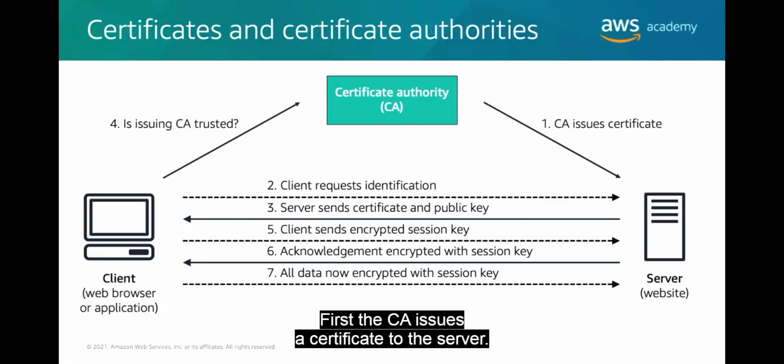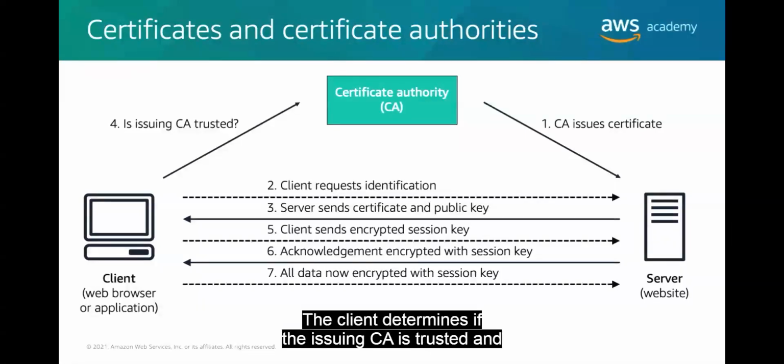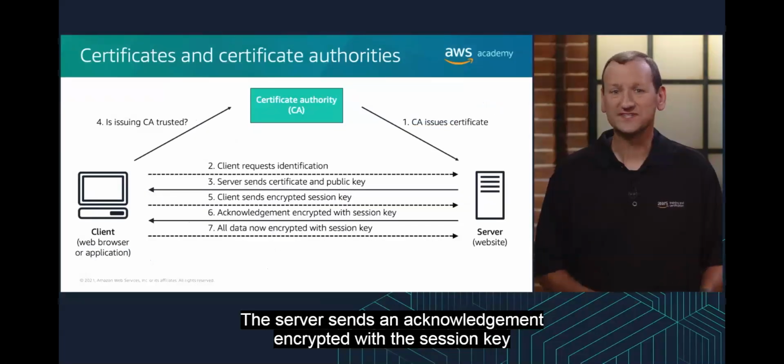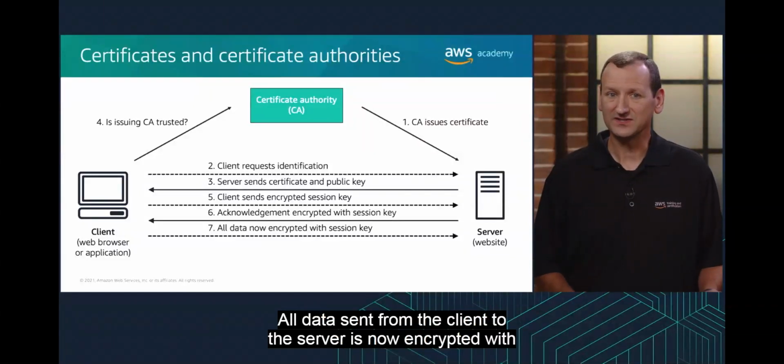First, the CA issues a certificate to the server. Next, the client requests identification from the server. In response, the server sends its certificate and public key to the client. The client determines if the issuing CA is trusted, and if it is, sends an encrypted session key to the server. The server sends an acknowledgement, encrypted with the session key, to the client. All data sent from the client to the server is now encrypted with the session key.